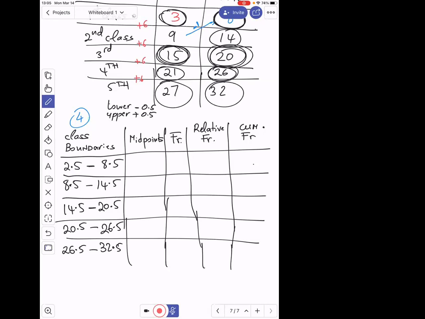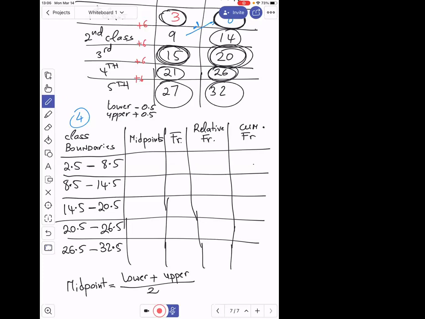So next, midpoint. Well, midpoint, guys, is just the average of your class limits or class boundaries, it's the same thing. So just to remind you here, the midpoint formula is just the average. That's the lower boundary or lower limit. It's up to you. You can use either boundaries or limits. Lower limit or lower boundary plus the upper limit or upper boundary over 2.